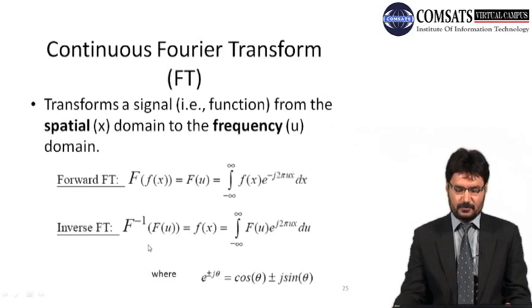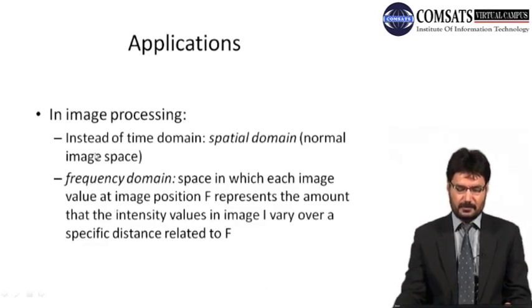And the same is the inverse. So for the inverse, we have F of u, and then f of x is equal to the integral from minus infinity to infinity of F of u e to the power j 2 pi ux du, where e to the power plus minus j theta is equal to cosine theta plus or minus j sine theta. So what we have here is a continuous value. So in image processing, instead of time domain, we have spatial domain or normal space.